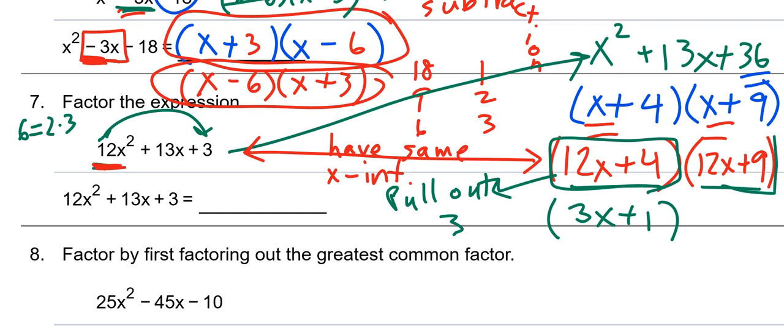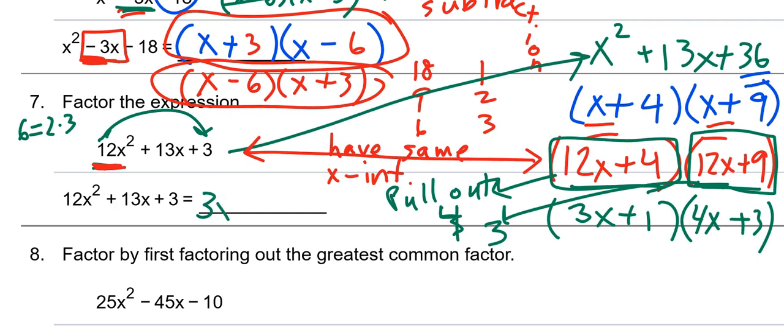Now, if I go over to the other one, what does it have in common? It has a 3. I'm going to pull out the 3. So I pulled a 4 out of this one. I'm pulling a 3 out of this one. Okay? And if I pull out a 3, I get 4x plus 3. So that's the actual answer to my question, 3x plus 1 and 4x plus 3. As long as the factors are in the same place, it doesn't matter whether you put the 3x plus 1 first or the 4x plus 3 first.